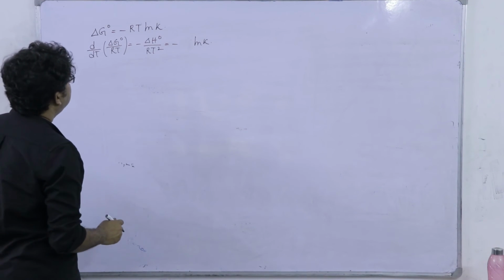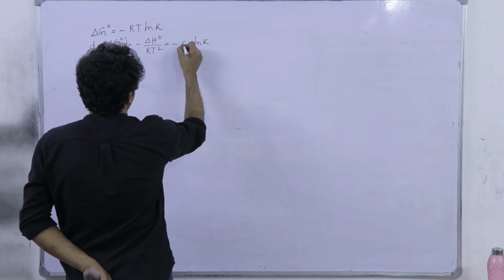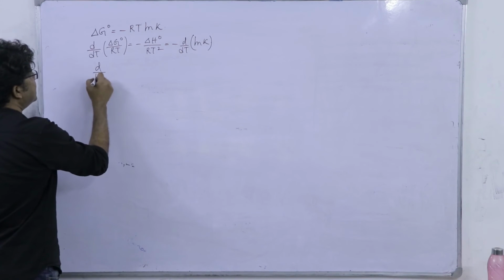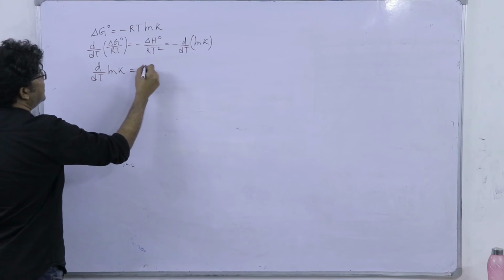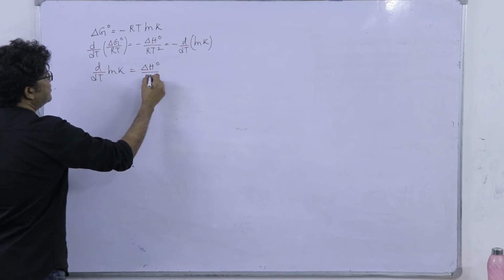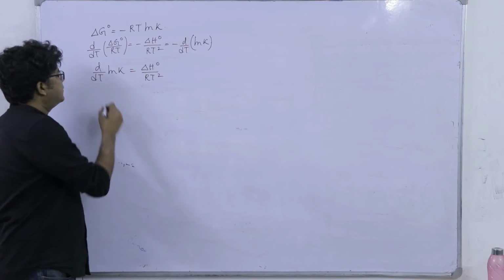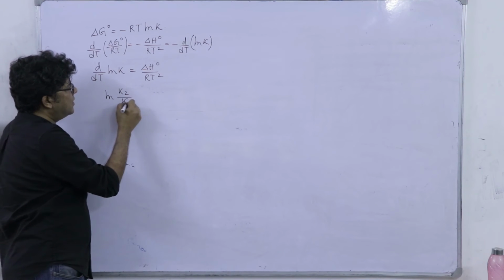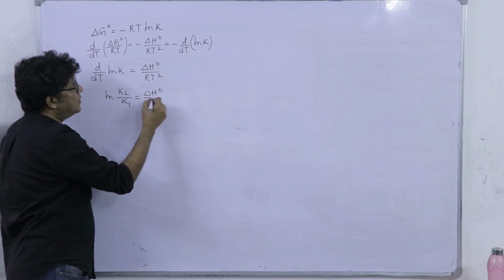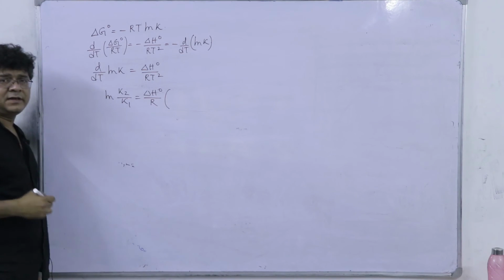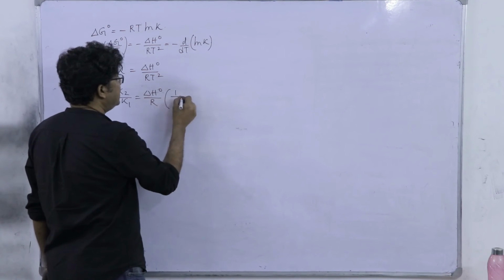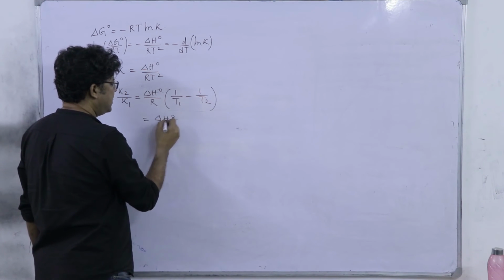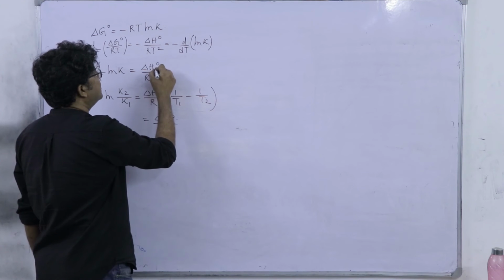So, this will be minus of d/dT ln K. So, d/dT of ln K equal to delta H naught by RT square. So, if we integrate it, ln K2 by K1 equal to delta H naught by R, and 1 by T square, the integration will be minus of 1 by T. So, here it will be 1 by T1 minus 1 by T2, and that can be further written as delta H naught. This is heat of reaction.